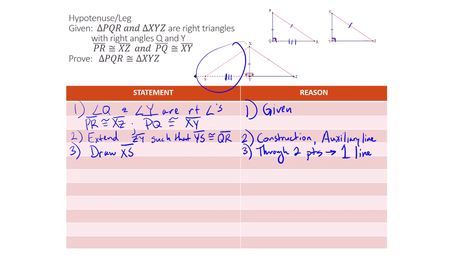All right, and so we basically constructed a third triangle here, and now we're going to try to associate XYS with XYZ, and then hopefully use that to associate PQR with the other two as well. Okay, so let's see, what can we say next? Just by looking at the diagram, we can say that XY is congruent to XY, right? And that's by the reflexive property.